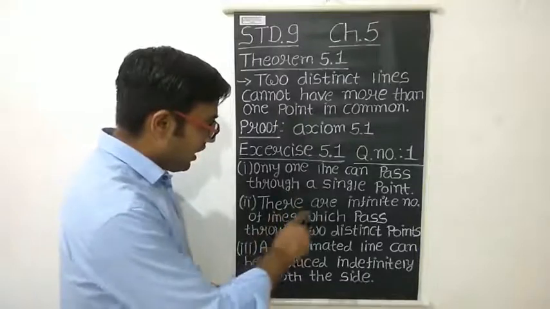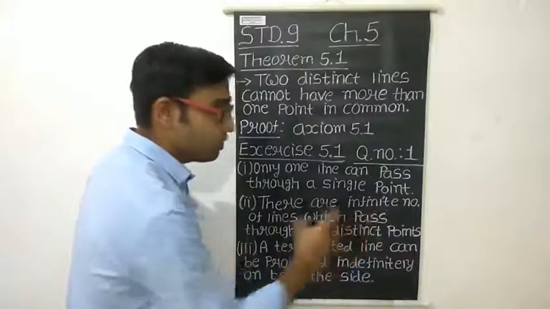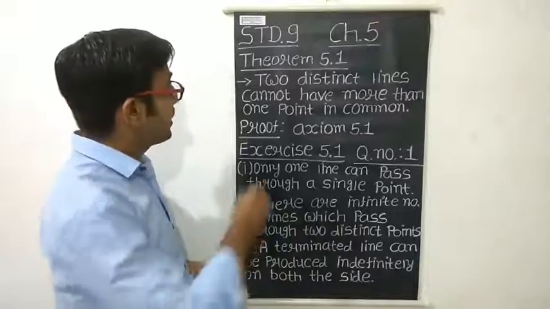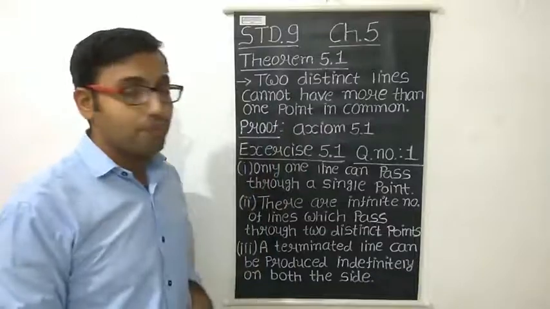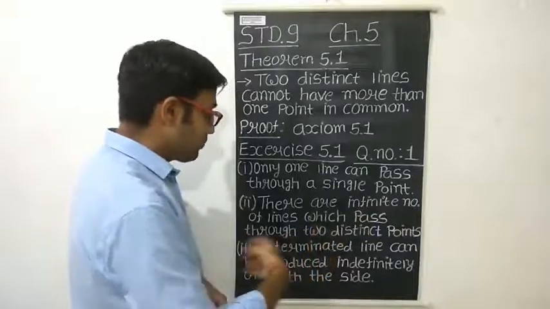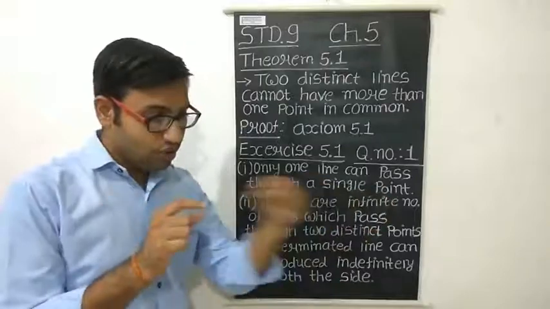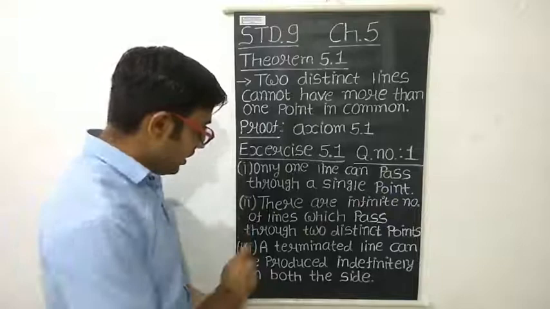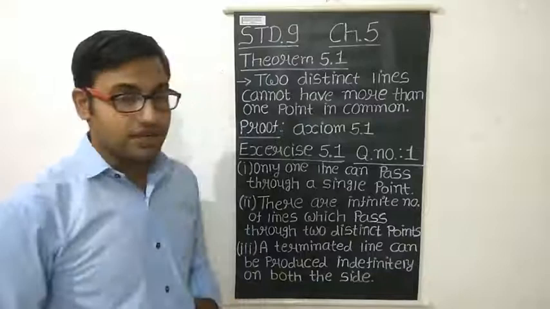Second statement: there are an infinite number of lines which pass through two distinct points. This statement is wrong because we have just studied theorem 5.1 that two distinct lines cannot have more than one point in common. And this statement says that there are infinite lines which pass through two distinct points. Is it not possible? Right? Through two distinct points, only one line can pass.